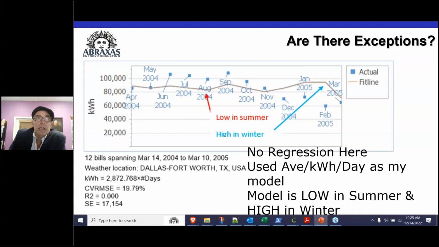But here is a case where it does not. What I did here, you don't need to read all this stuff, but rather than do a regression, I just said, we're going to use an average kilowatt per day as my model. This is the same meters. I only took 60 this time, probably starting in alphabetical order, is my guess. And I just used the average. So that means summer usage is going to be high because they do air conditioning. I mean, actual summer is higher than my average. And then winter usage, which is over here, is going to be low because they don't use air conditioning here. Okay.